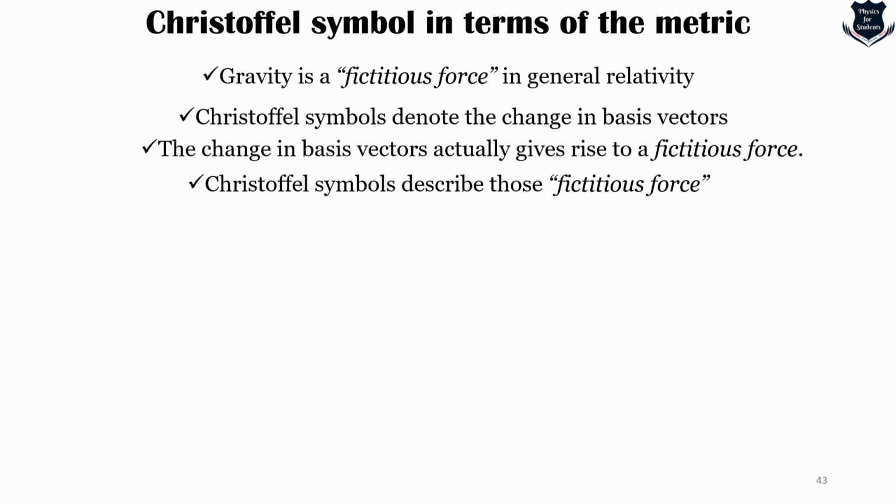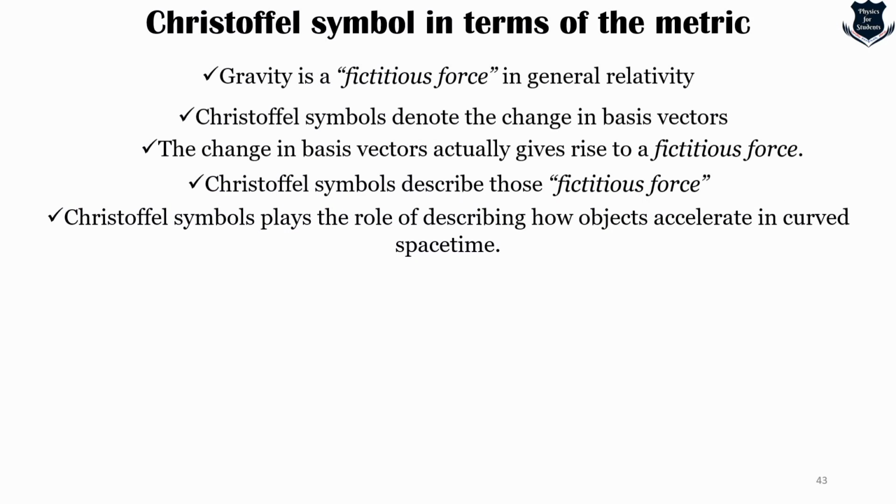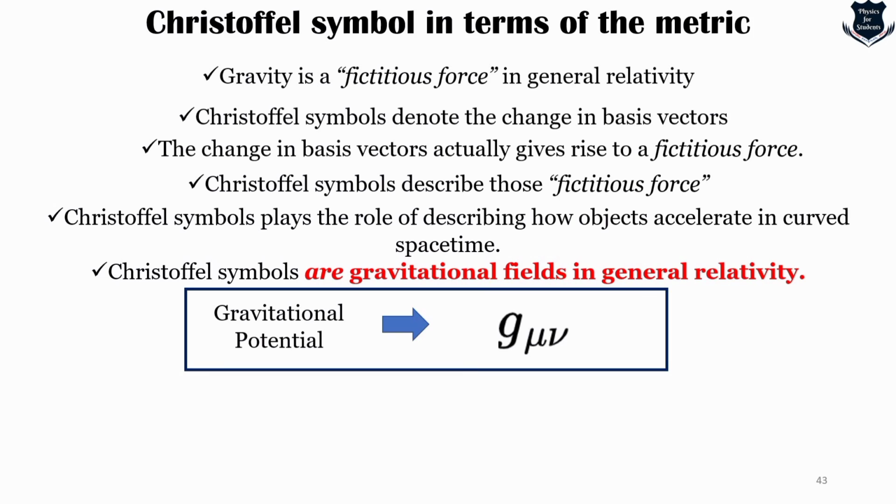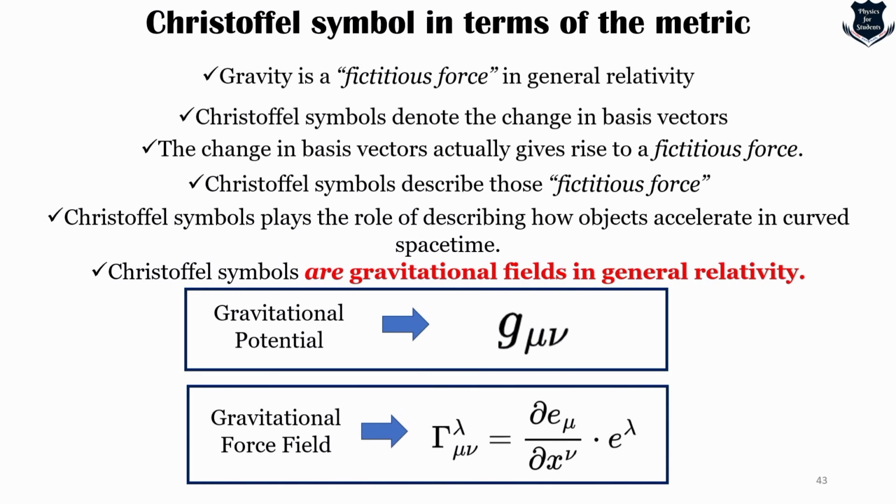The Christoffel symbols actually describe those fictitious forces, and they play the role of describing how objects actually move or get accelerated, because they show the change, right? And Christoffel symbols are the gravitational fields in general relativity because they are subject to change. So the gravitational potential of Isaac Newton is being replaced by this one, that is g mu nu, the metric tensor, and the gravitational force field is being replaced by this Christoffel symbol.